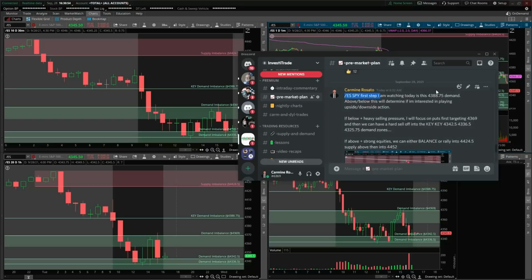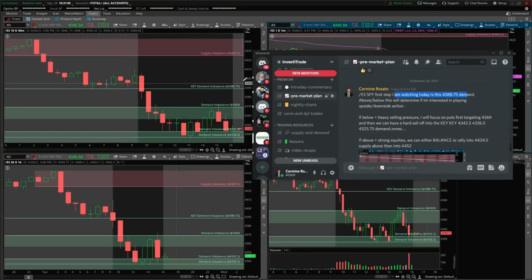I said I'm watching this 4388 and 3/4 demand zone. Above or below this will determine if I'm interested in playing upside or downside action. So this zone right here, 4388, was basically the line in the sand for me today. Above it, I was feeling pretty bullish to go into supply. Below it, I was pretty bearish, targeting demand to play puts.